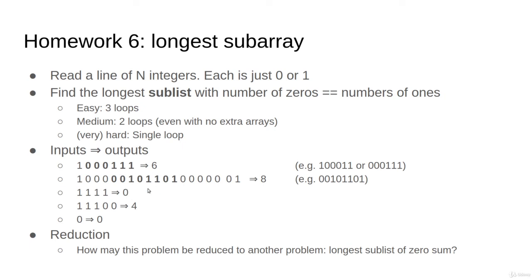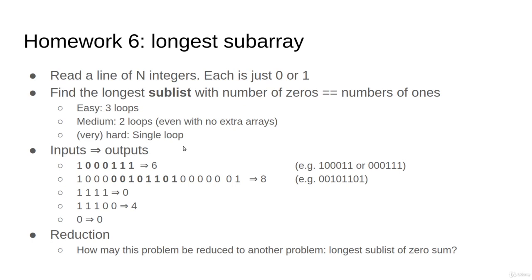In this second input, observe that this sublist, for example, has a number of zeros equal to the number of ones. They are all 4. In this example, we have nothing with equal zeros and ones, so the answer is 0. In this case, the last 4 items have 2 zeros and 2 ones, and so on. So this is your problem. The problem is easy with 3 loops, medium with 2 loops, but very hard with a single loop.